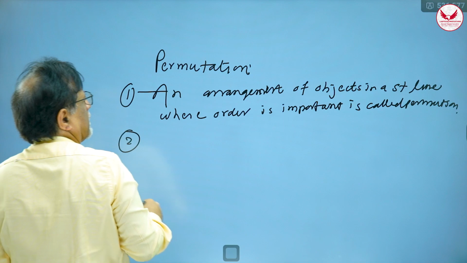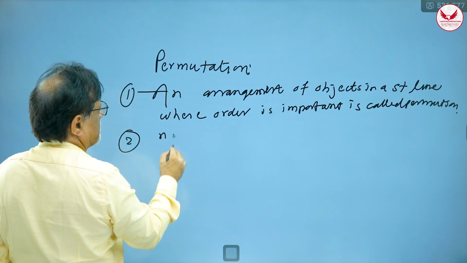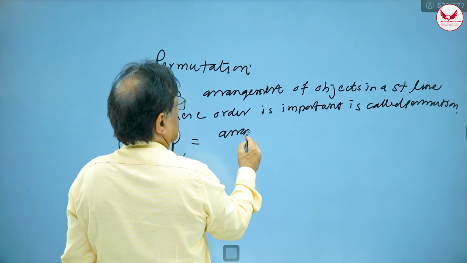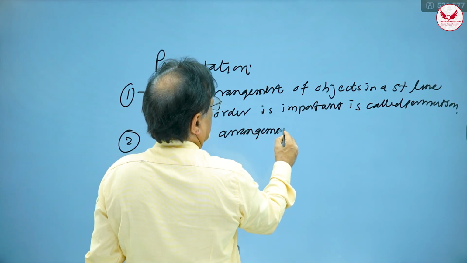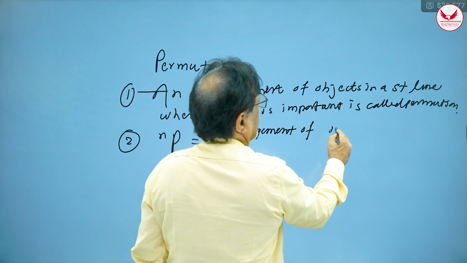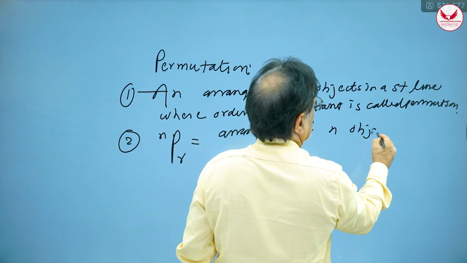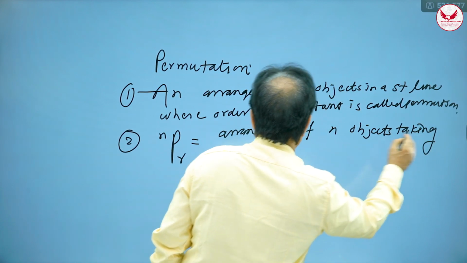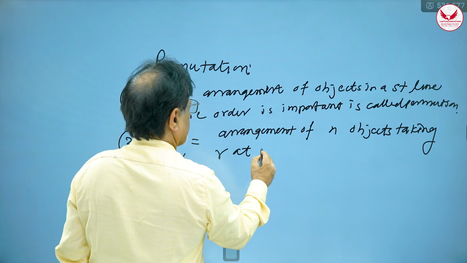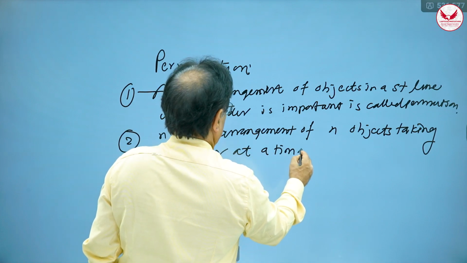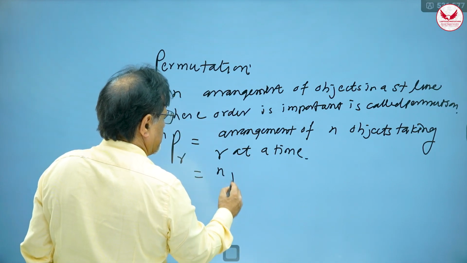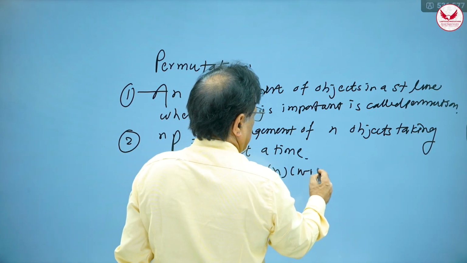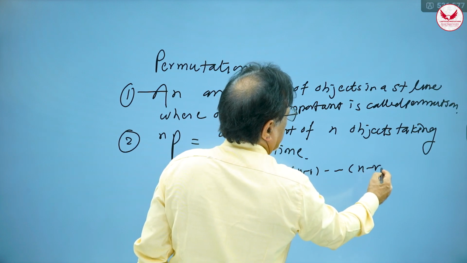Secondly, what is the meaning of nPr? nPr means arrangement of n objects taking r at a time. Formula for that is n times (n minus 1), and it goes on to (n minus r plus 1).